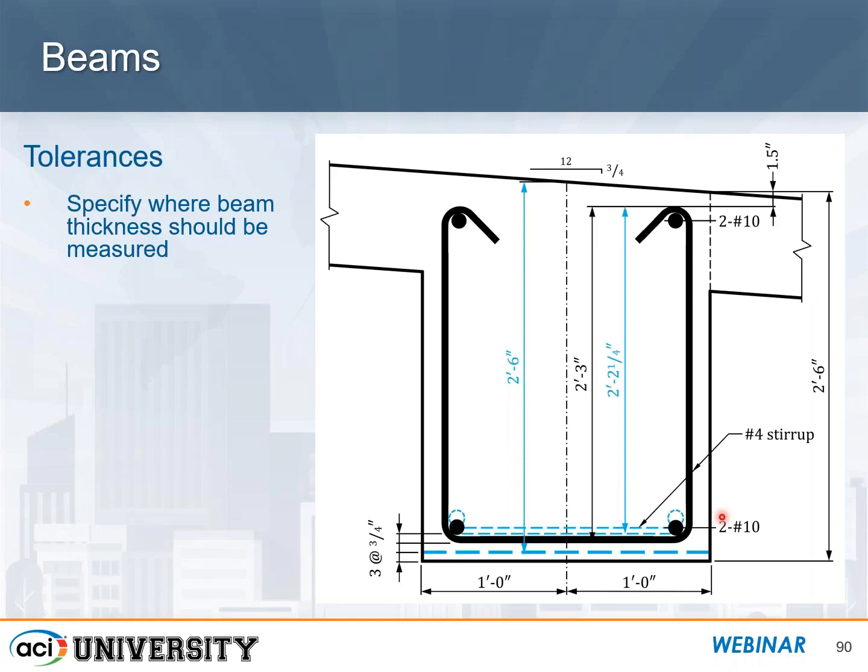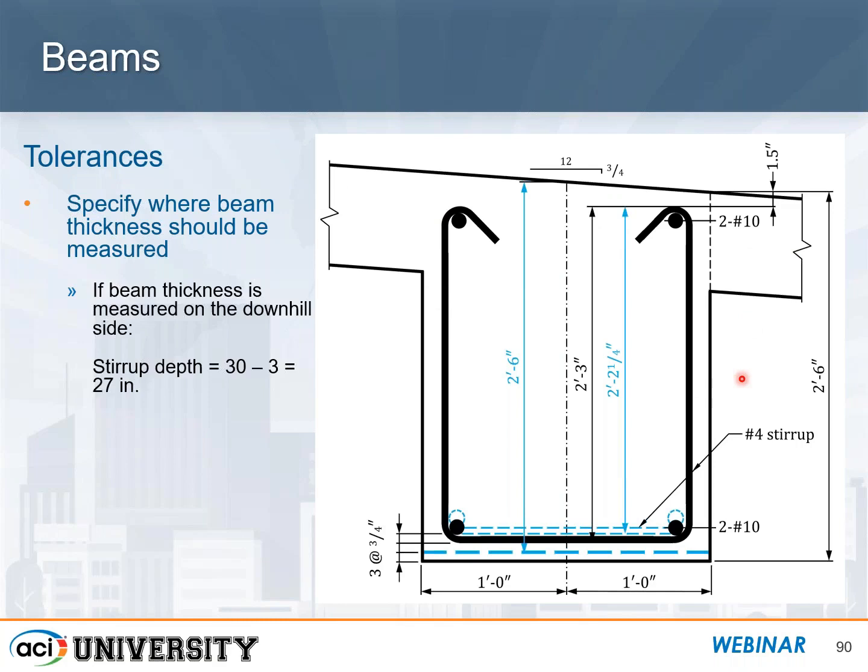Tolerances are also very important when we talk about measuring the thickness of a beam. So here we have a 30-inch deep beam, 24 inches wide. Where should we specify the thickness on our drawings if we have a slab that is not perpendicular, that's sloping with respect to the beam?